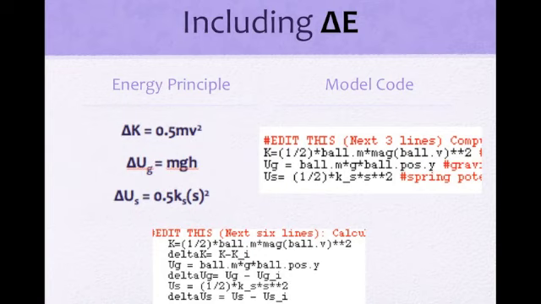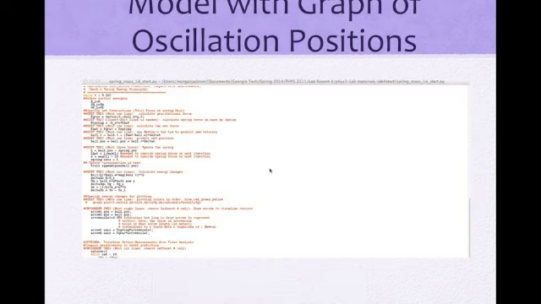Next, in our code, we need to include the components of the energy principle. We can see here a direct comparison with the difference of different components alongside the necessary lines of code. Also, shown at the bottom, we can implement calculations for changes by using delta K, delta UG, and delta US. It is important to note that we can run our model to graph two different data sets by just making a few minor modifications. Let's just focus first on seeing the model with a graph of oscillation positions.